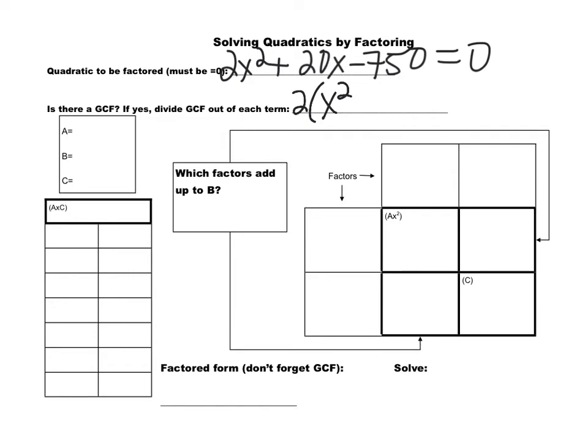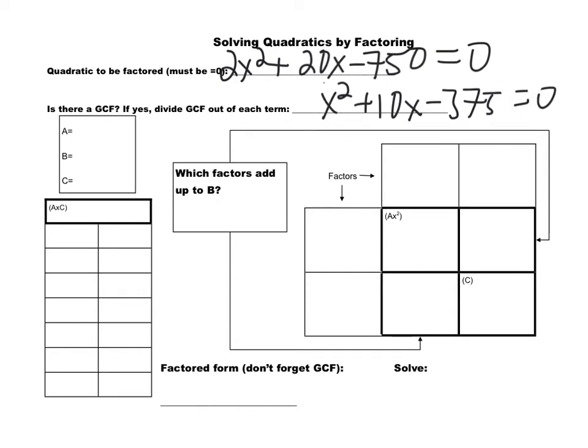2x squared divided by 2 is x squared. 20x divided by 2 is 10x. 750 divided by 2 is negative 375 equals 0. And then that 2 is kind of problematic because it's in the way. Because it's a constant, can I divide both sides by 2 and get it out of the way? And what's 0 divided by 2? Oh, it's 0, right? So what's nice about this, setting them equal to 0, is you can divide by a constant. It doesn't change the answer. It just makes it a simpler question.